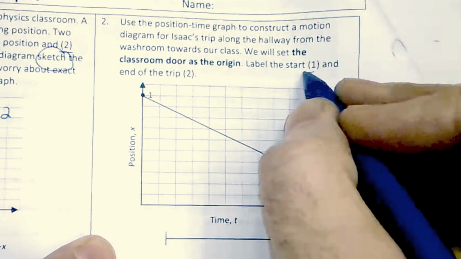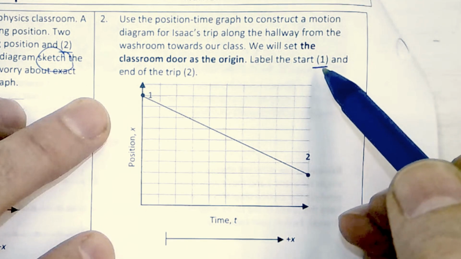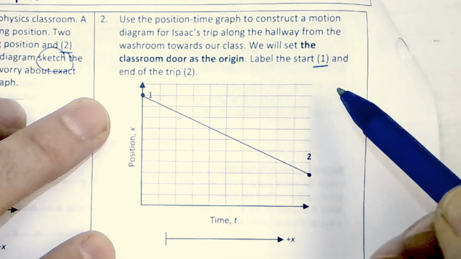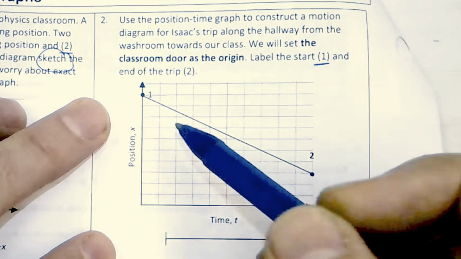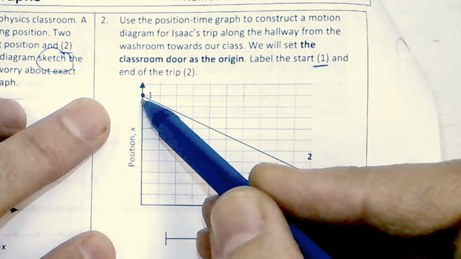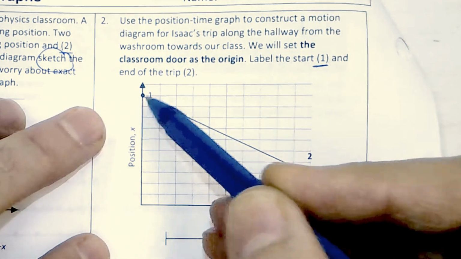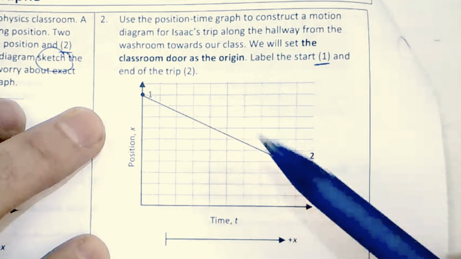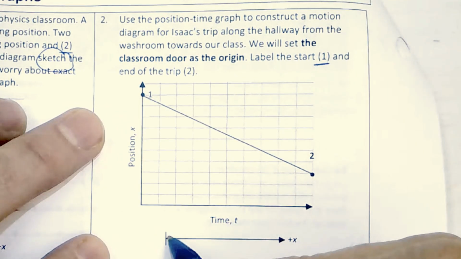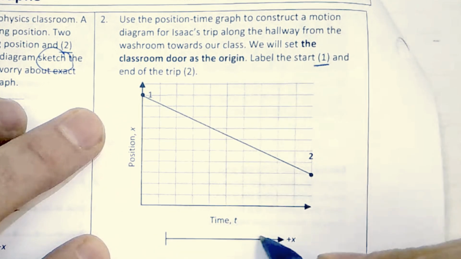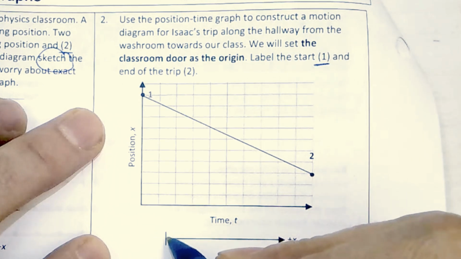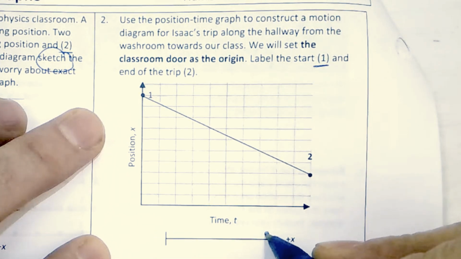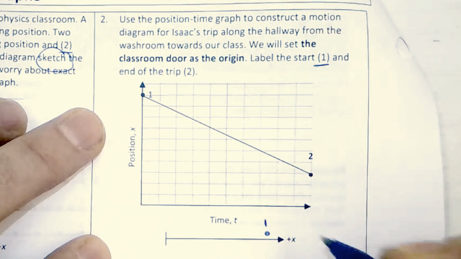So at event 1, so we have Isaac's trip along the hallway from the washroom towards our class. So at event 1, Isaac is located here. So in this case, he is far from the origin in the positive x direction. So that means he'll be starting way out here. So not near the origin, but over here. And that will be event number 1.